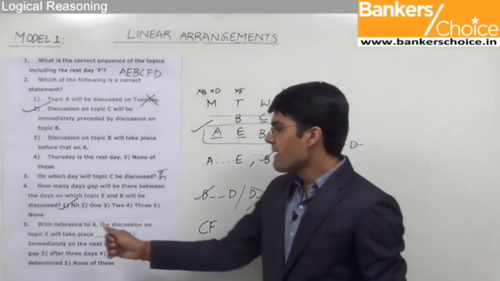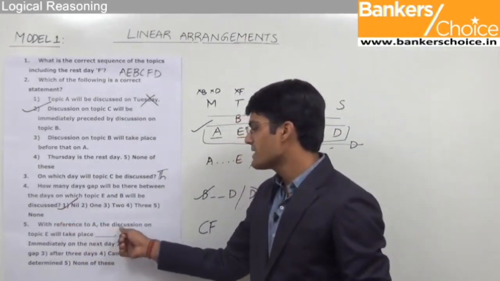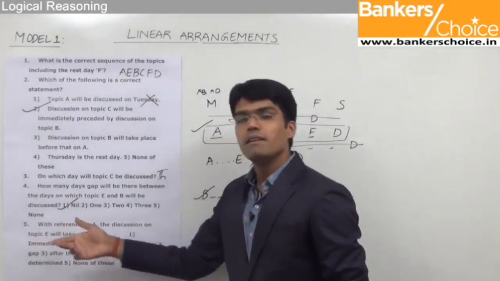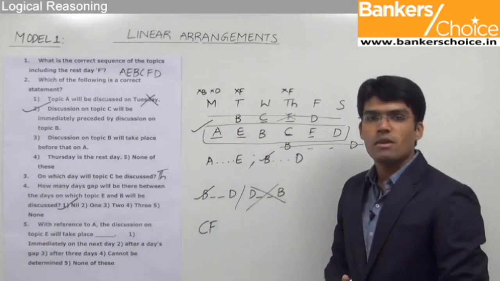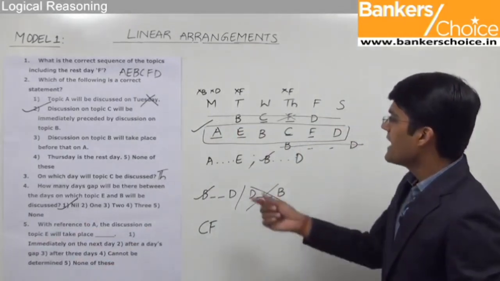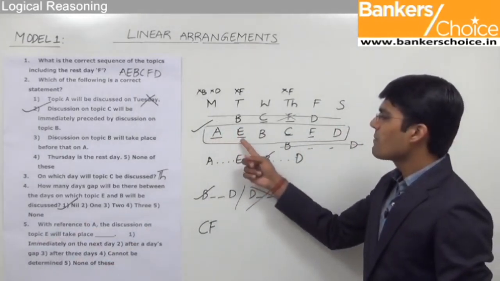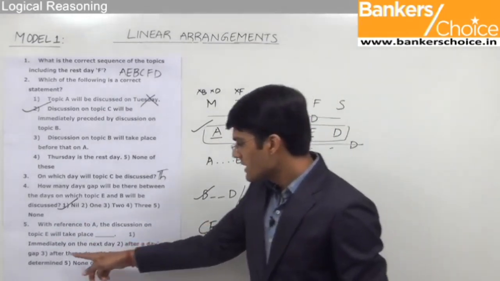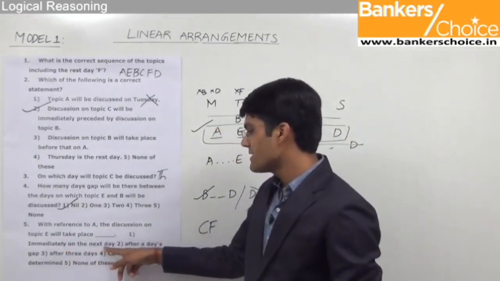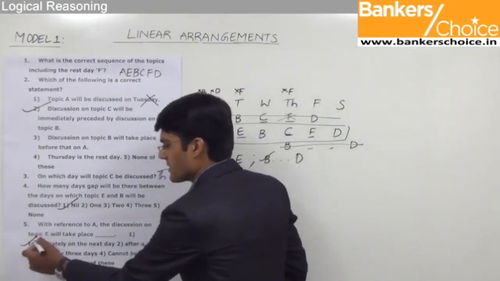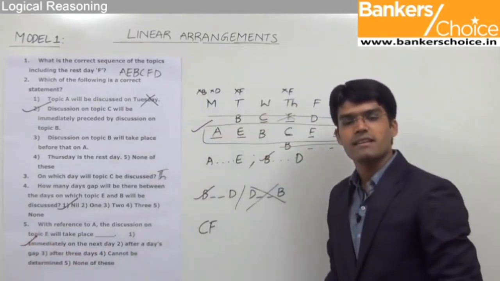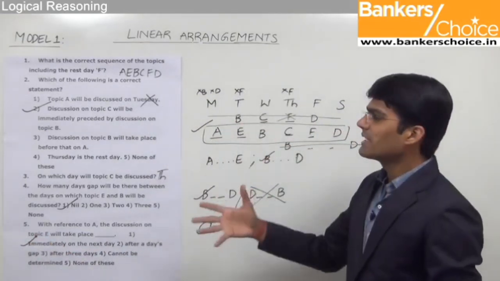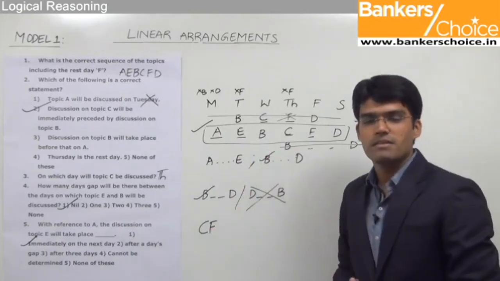And the last question is, with reference to topic A, the discussion on topic E will take place on which of the given options? So we can see that with reference to A, topic E has been discussed immediately on the next day. So from the options, the correct answer is option 1, that is immediately on the next day. So option 1 should be taken as the correct answer. So these are the answers for the given arrangement.